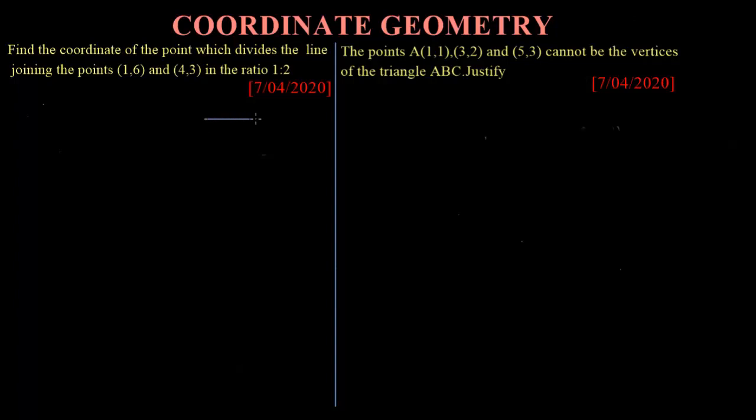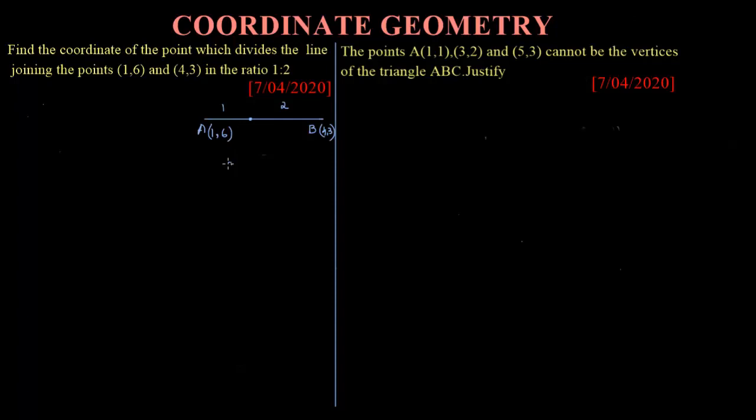So let me just draw a line. Let me name this point as A, with coordinates 1, 6, and here let it be B, with the coordinate 4, 3. This line has been divided by a point in the ratio 1:2. Maybe it is somewhere here. From here to here is 1 part, and from here to here it is 2 parts, because it is mentioned 1:2.